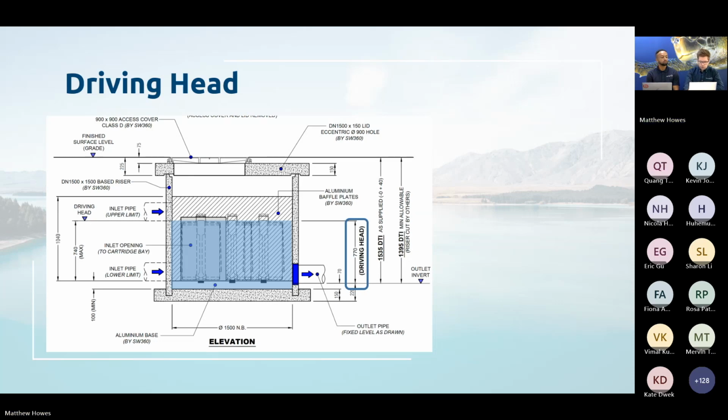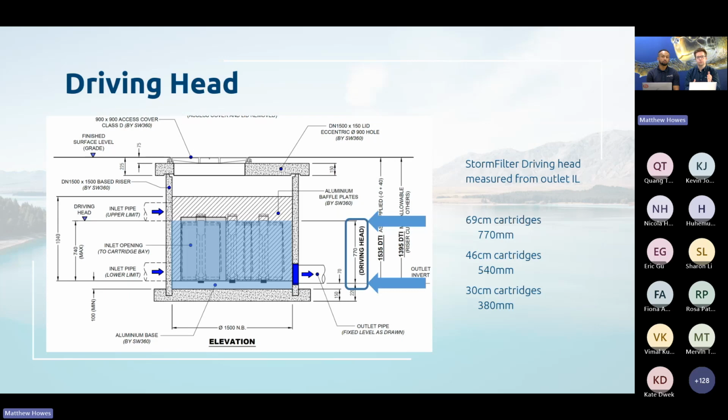So the driving head of the StormFilter is measured from the outlet level to the depth that the water will be inside the device before it, A, starts operating, and then B, operates at that design treatment flow rate. We have three different cartridge heights, the 69, the 46, and the 30 centimeter cartridges, and they have 770 mil, 540 mil, and 380 mil of driving head required to operate at the design treatment flow rates. So you can adjust the driving head just as with the Jellyfish, and we just change the height of cartridges to accommodate that.